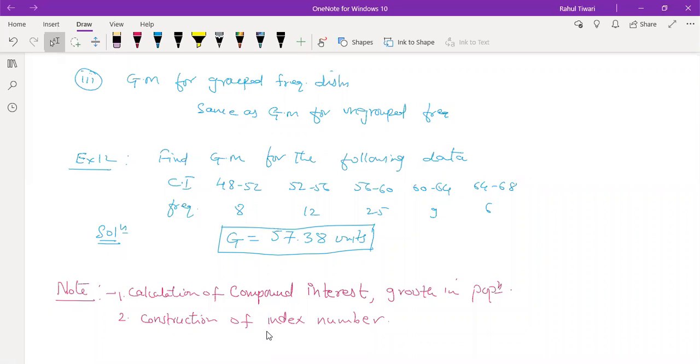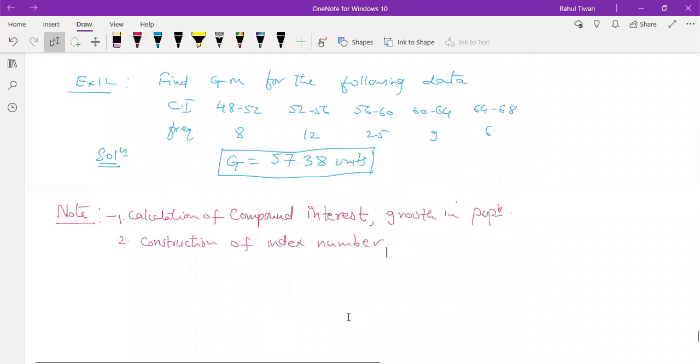So what happens in index number? Looking at last year's data, one can predict the current year's data. Again, there we are using the concepts of geometric mean. So in that scenario, one can use index number concepts. These are a few applications where one can always use the geometric mean.